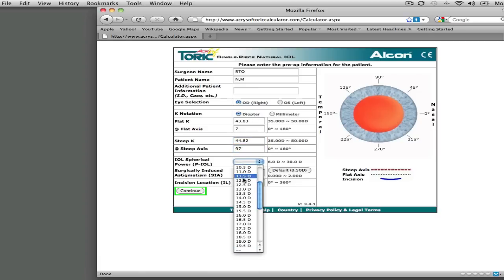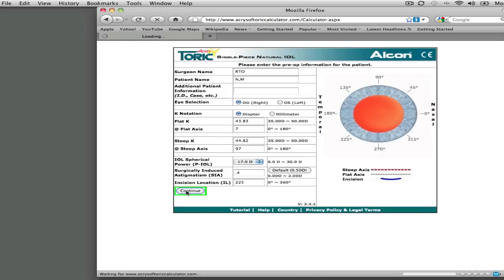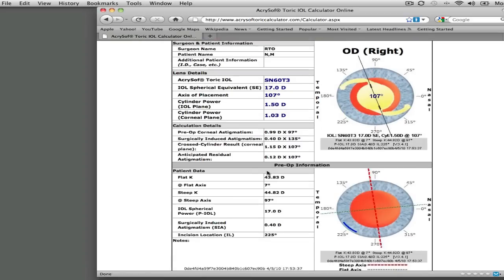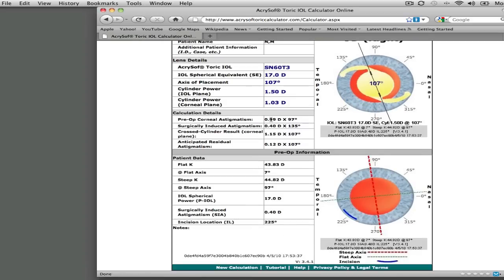The implant in this case was a 17 diopter lens. Again, we put in 0.4 and our standard incision site. Click on continue. This is what we see here, the steep axis, our incision site. Click on continue again. In this particular case, our preoperative astigmatism, 0.99 diopters at 97 degrees, becomes 1.5 diopters at 107 degrees.